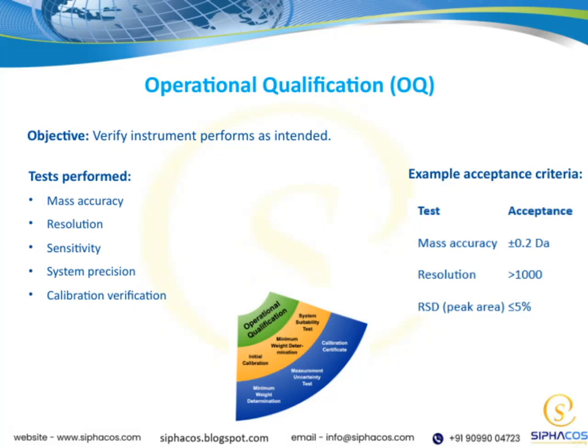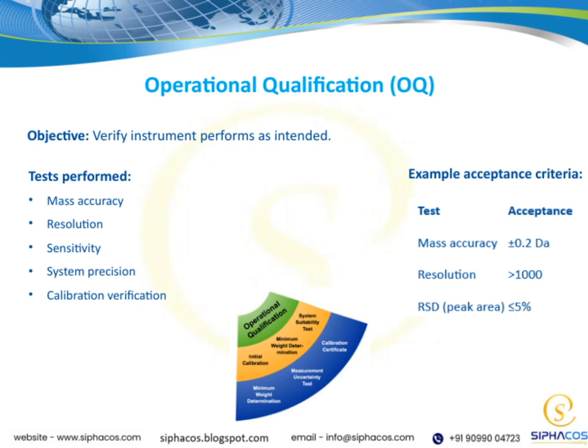Let's take a closer look at the main goal here, which is to verify that the instrument performs as intended. This is a crucial step to ensure reliability and accuracy in our results. When we talk about acceptance criteria, one key aspect is the operational qualification, or OQ. This involves a series of tests designed to confirm that the instrument operates correctly under specified conditions. Some of the specific tests we perform include checking mass accuracy, which ensures measurements are precise and within acceptable limits.